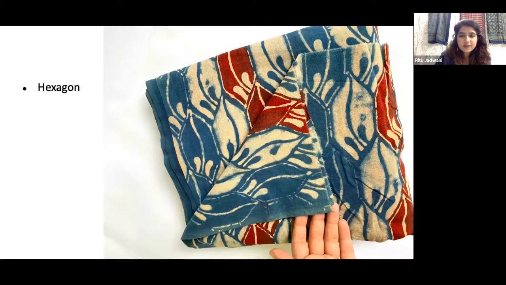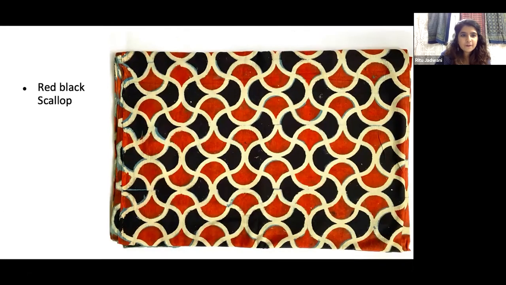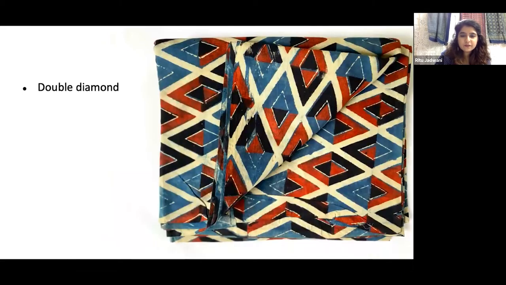Here is a modern contemporary print again. I call it the hexagon mystery, because it's curvy and it's also organic and geometric in red and indigo blue. Red black scallop, again a contemporary print. These yardages are all printed on 42 to 44 inch width textiles, which are useful for making apparel. A classic geometric double diamond. Notice the contrast and the complementary colors on the prints.